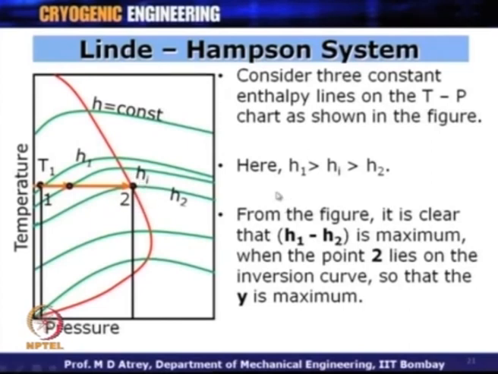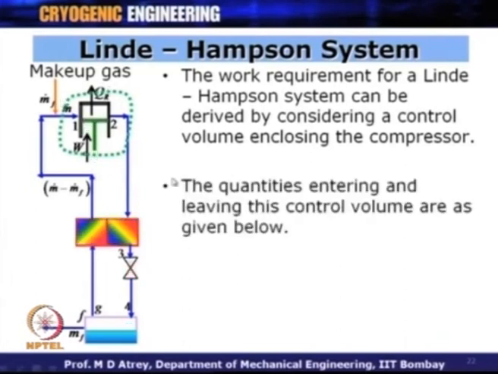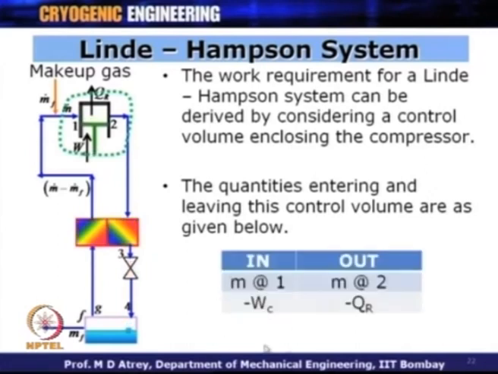Now, let us find the work requirement for this. The work requirement for a Linde-Hampson cycle can be derived by considering a control volume enclosing the compressor. So, let us have a compressor over here and again do the energy balance at this point. The quantities entering and leaving this control volume are as given below. What is entering is mass at point 1, and also WC, the work done on the system, which is written as negative, minus WC. What is leaving the system is mass at M2 and also QR. QR, because it is leaving the system, is given as minus QR.